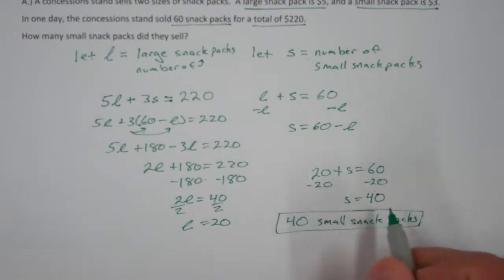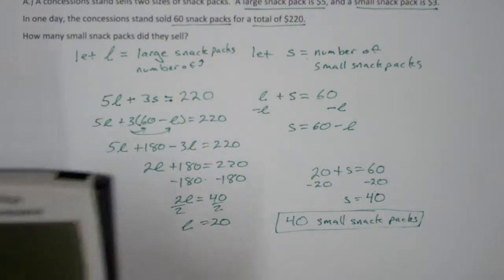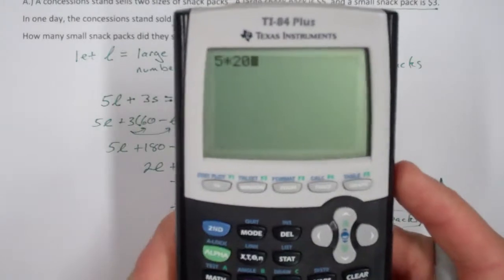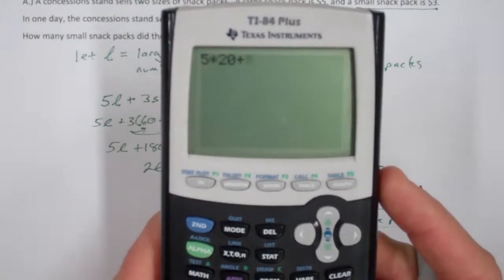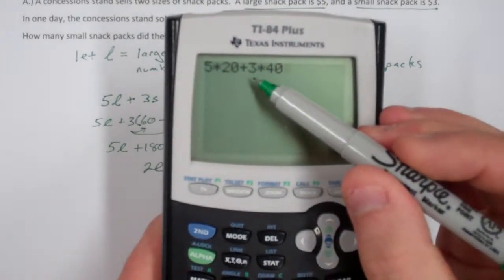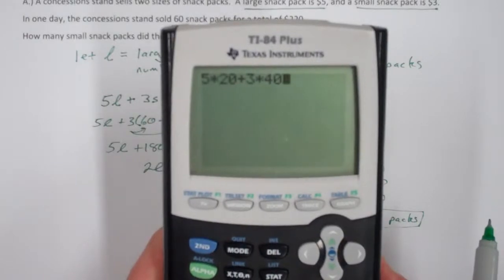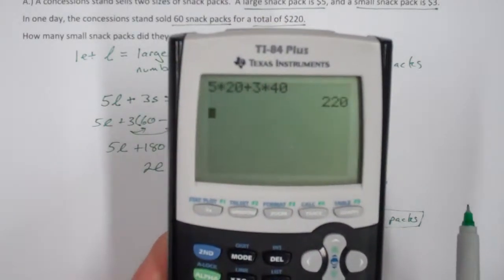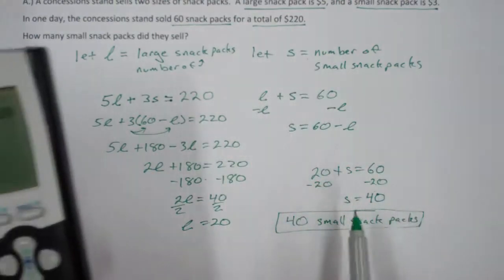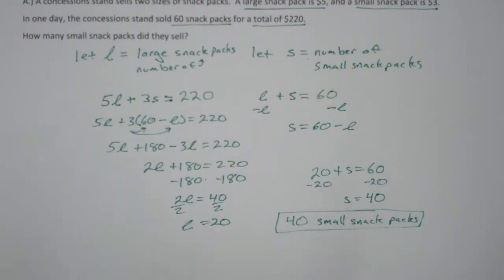You absolutely could double check this. I like to use a calculator to do that. So we know that it's $5 for the large ones, and we sold 20 of them. Then we're going to add 3 times 40. So that's $3 for the small ones, and we think we sold 40. And we're going to multiply each one and add them up, and that's 220 bucks. So that does check with this. Also, 20 and 40 is 60, and we can do that mentally in our head.